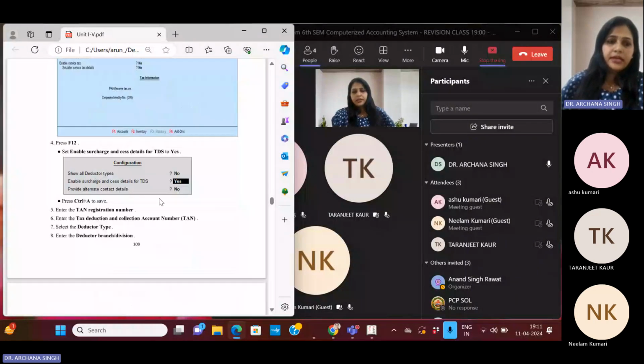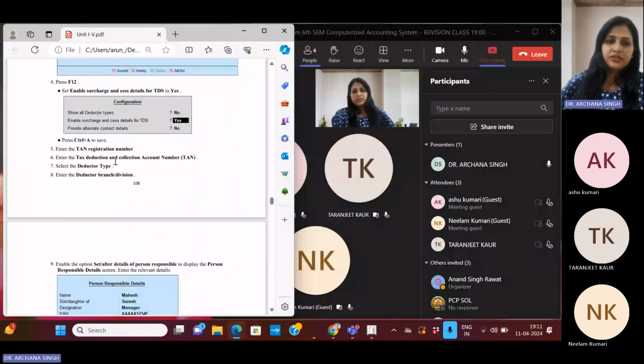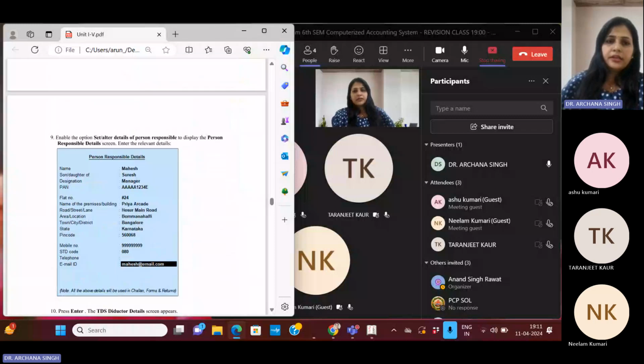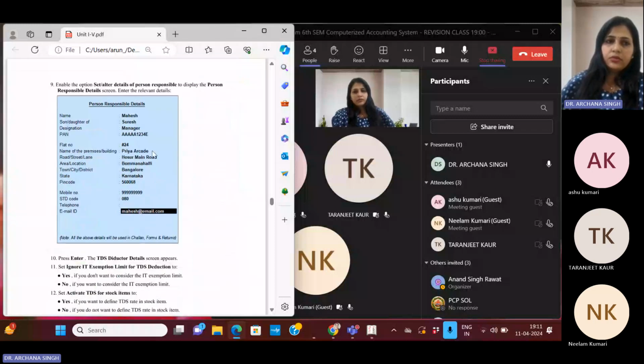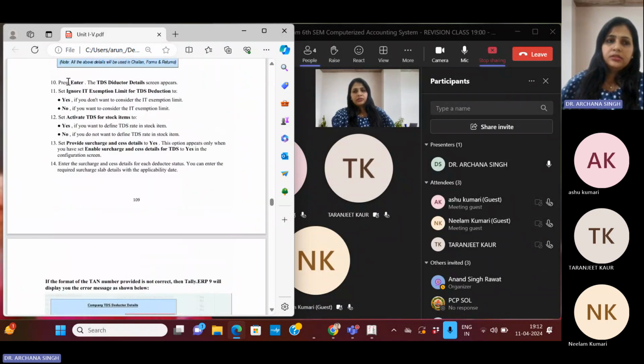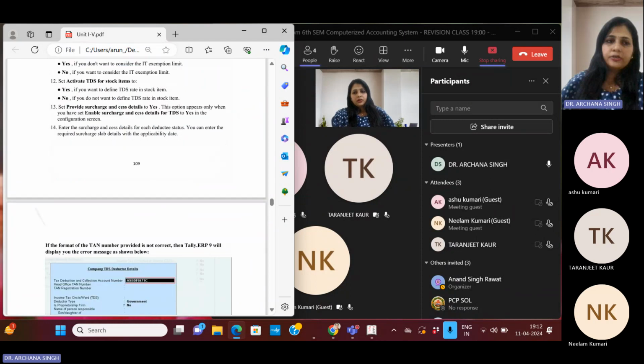Then you have to save it and enter the TAN registration number, tax deduction and collection account number, deductor type, deductor branch or division. Then I had told about right now, if you want to set the details of the person who is responsible, or already had put those details and want to change or modify those details, that is alter details, then you had to go for that option and there you can change it. Okay. Now, after doing all these, you had to press enter, then TDS deductor details will appear like this.